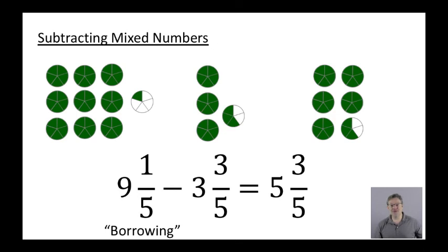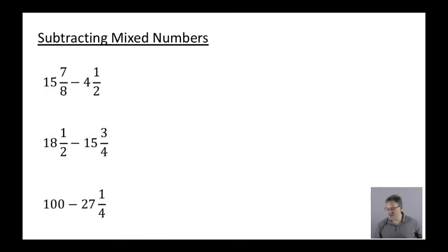So here are some examples for us to pursue. 15 and 7/8 minus 4 and 1/2. Well, the fractions need a common denominator, which in this case is 8. 15 and 7/8 minus 4 and 4/8. If we subtract the whole numbers, we get 11. If we subtract the fractions, we get 3/8.